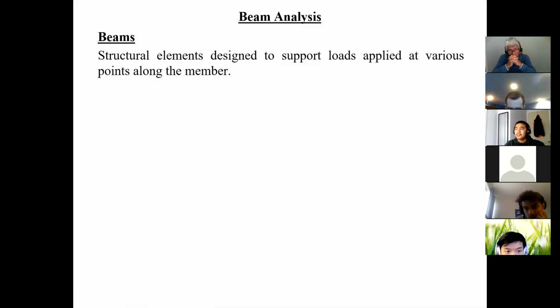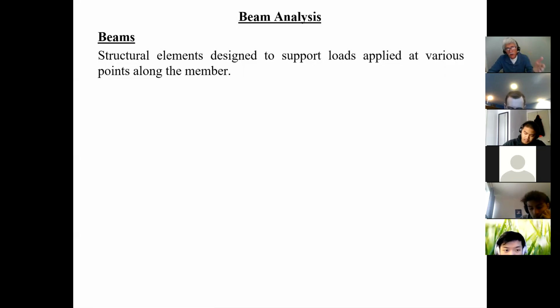And therefore, if I want to design that beam to be able to support or resist those loads, I should be able to determine what are the forces that the beam will be subjected to, so that I can make sure that the beam has the resistance to keep those forces from making the beam break or collapse, okay?